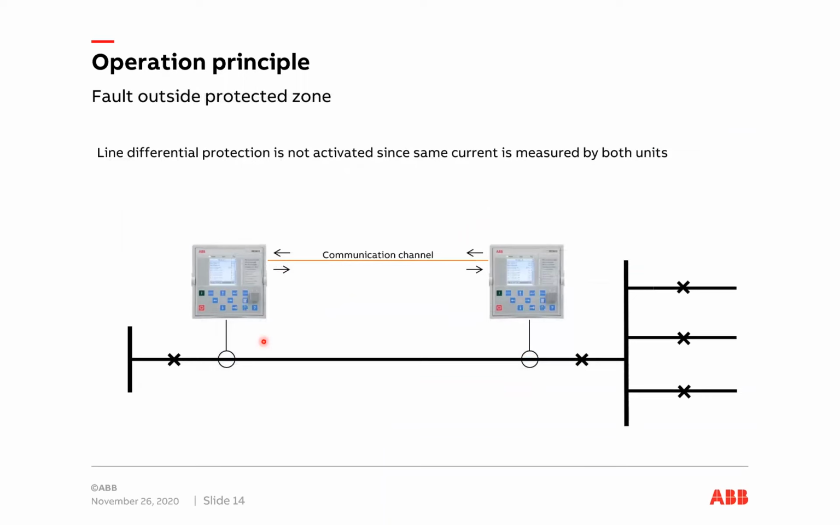In case we have a fault downstream, the fault current will be seen by both relays. So this means that we will not have any differential current, and the differential protection will not operate. But instead, the protection device protecting, for example, this feeder then will clear the fault instead.